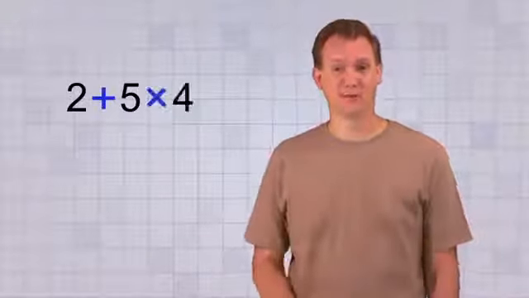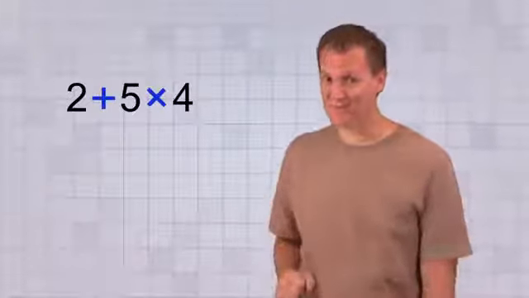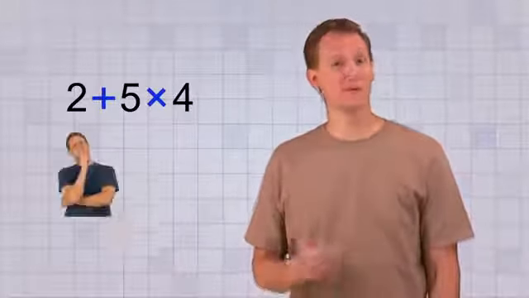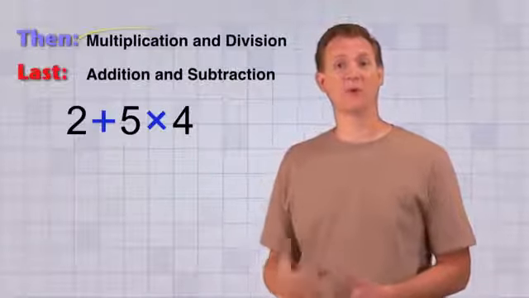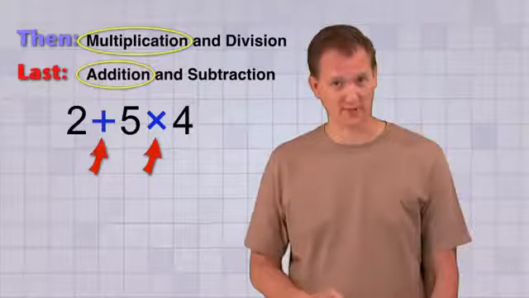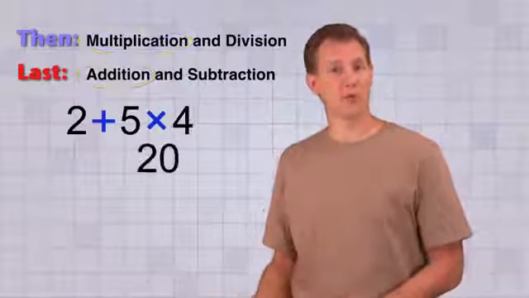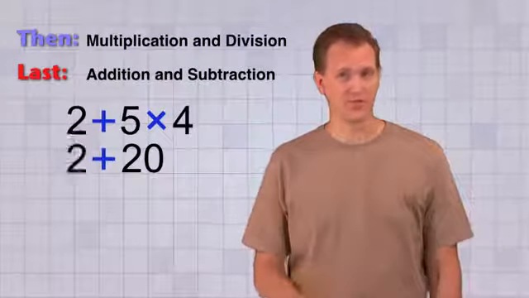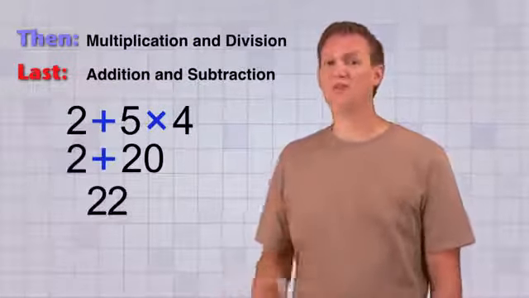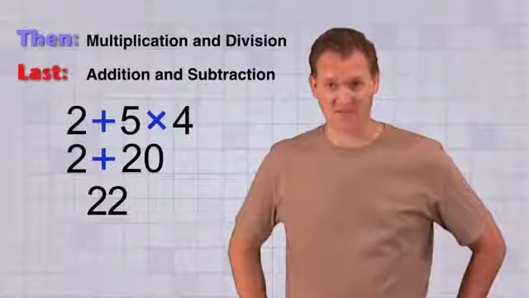First, let's try this one. 2 plus 5 times 4. Aha! Does this look familiar? Yep, it's the one we gave to my two friends earlier. And now that we have our rules, we see that we have to do the multiplication before the addition. 5 times 4 equals 20, and then we add the 2, which gives us 22. So the second guy was right.